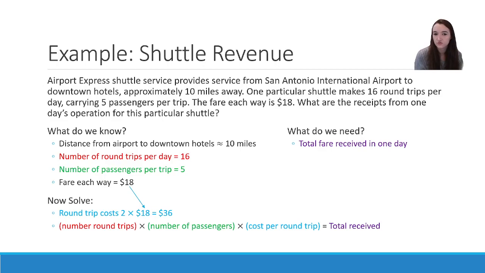So the number of round trips is 16. The number of passengers is 5. The cost per round trip is, as we've shown, $36. So, altogether, 16 times 5 times 36 is $2,880. Now make sure, last note is, pay attention to that unit. You want to make sure you get your correct units.